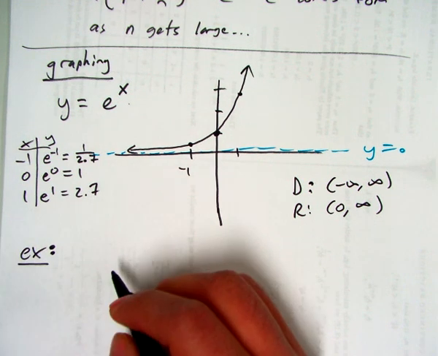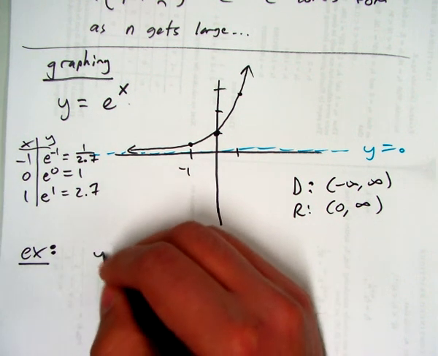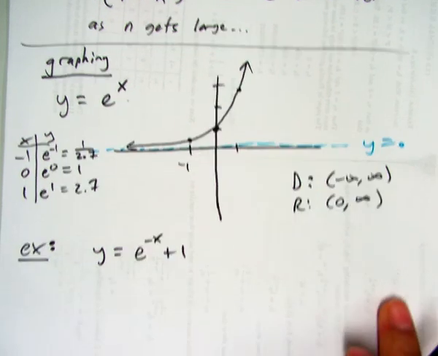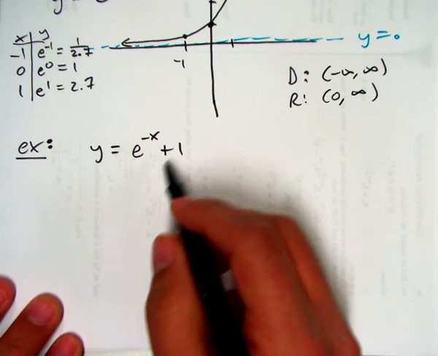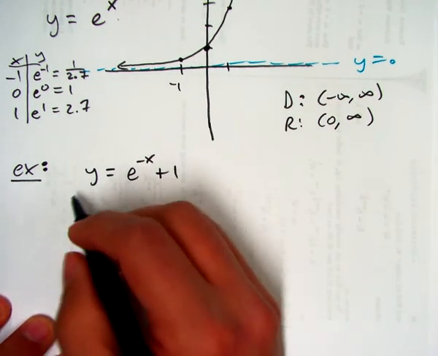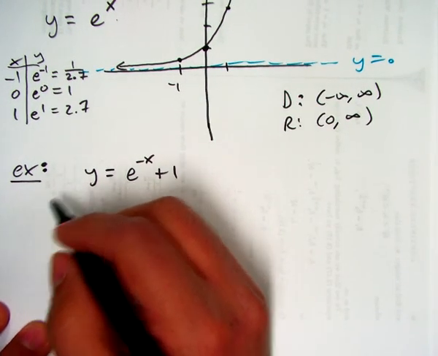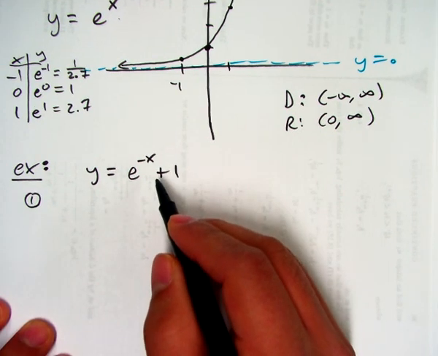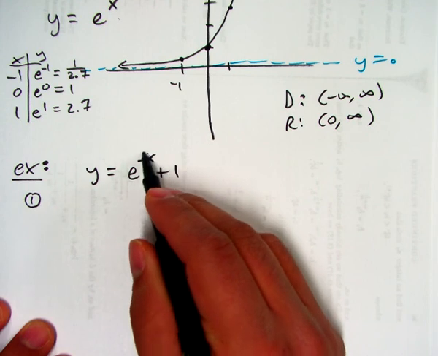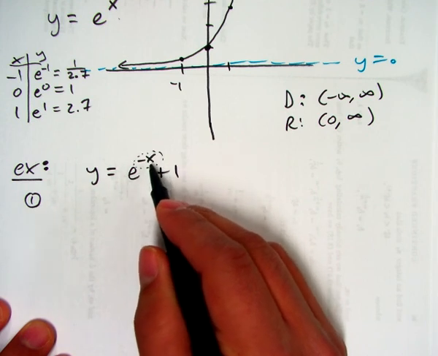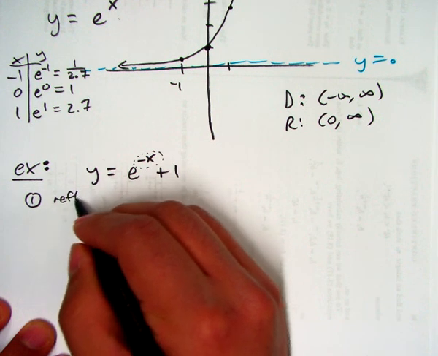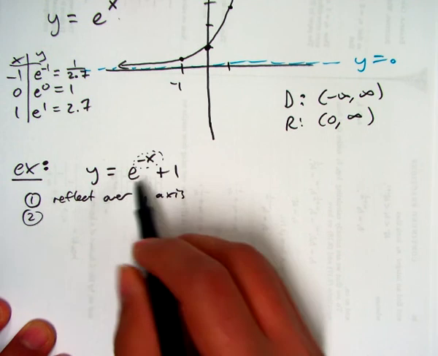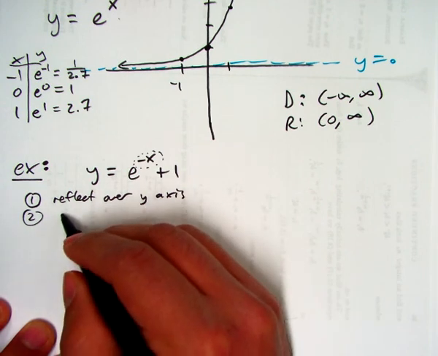And now if we have something like y equals e to the negative x plus 1, okay, rather than plugging in points, if you have these kind of memorized, then what we can do is kind of what we did in chapter, I think it was 3, where we kind of list what transformations are going on. So if you remember correctly, a negative inside of the x means we're going to have a reflection over the y-axis. And then at the very end, we're going to have a vertical shift up 1.